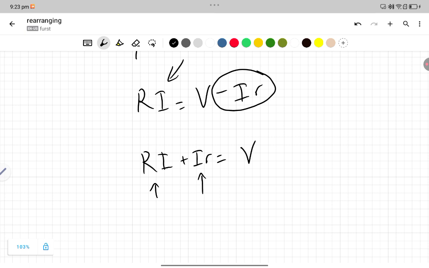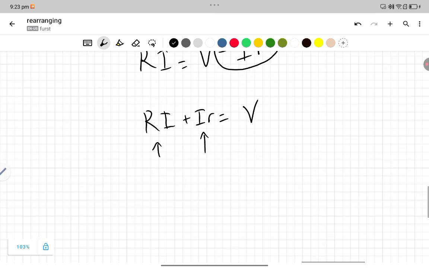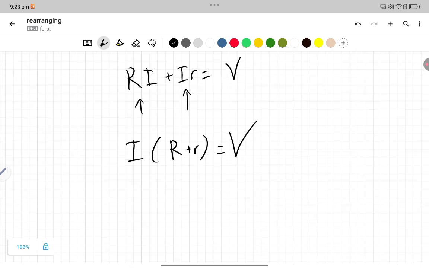We've got two things with I in them, but what we can do is take out like terms. Remember, the opposite of brackets is factoring, and the opposite of factoring is brackets, although I don't like to think of it that way. We just want to make I on its own. Capital RI and I times small r, we can take out the I. It's a like term between them. I times (R plus r) equals V. And if we expand these brackets, we'll get back to this.